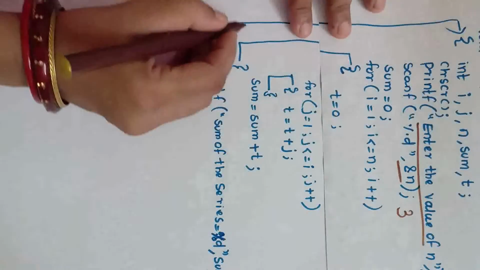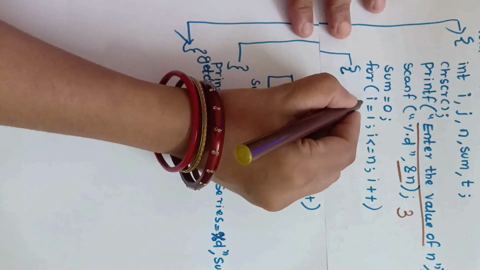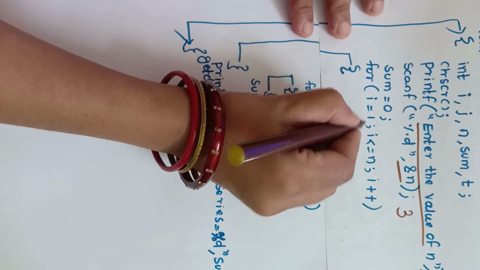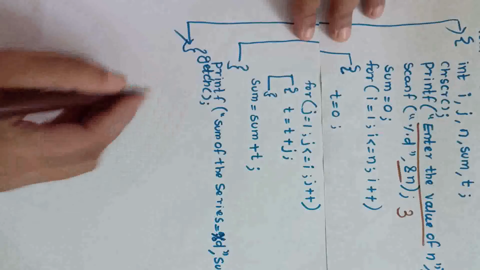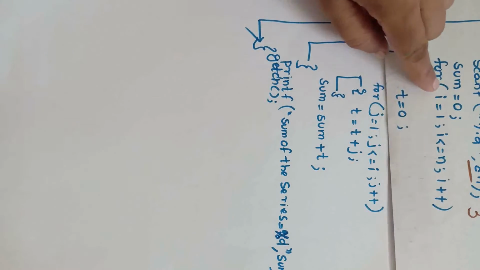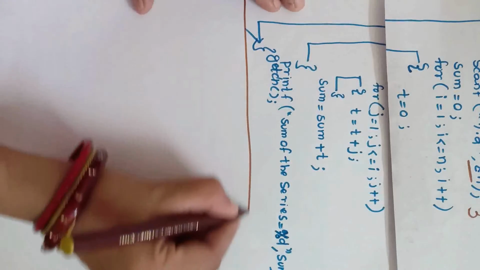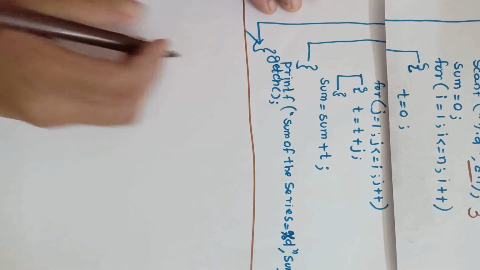And the n value is 3. So next is our condition. What is it? i equals 1, i less than or equal to 3. Okay, so now the same one we use in our condition. Now I will write how the steps are working inside our CPU.